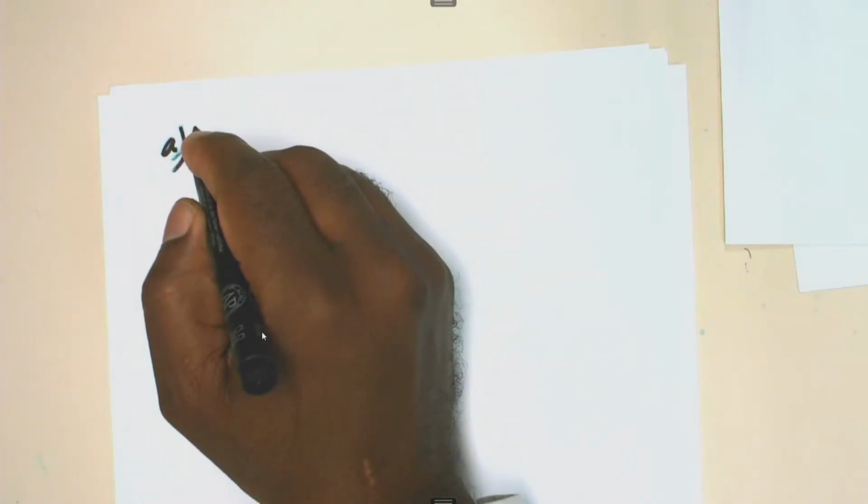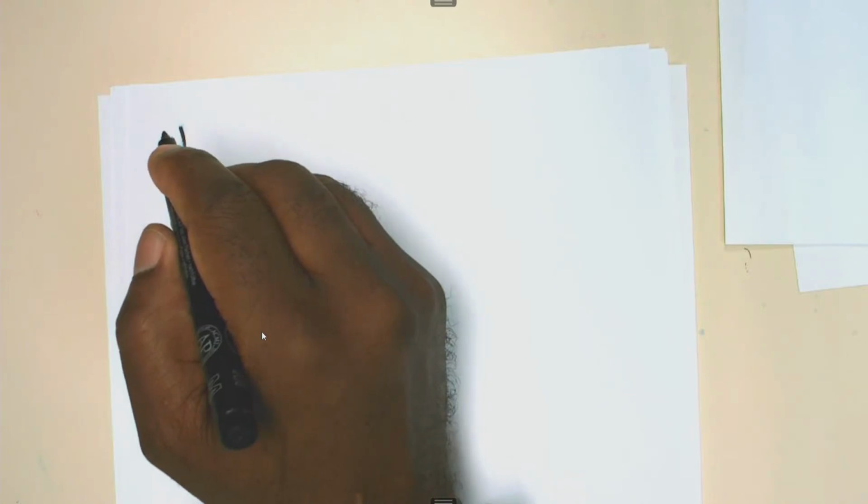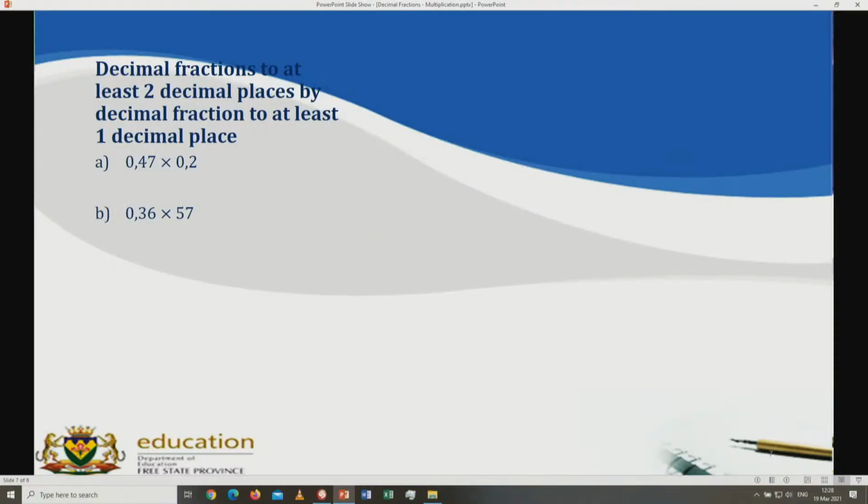It was how much? No, let me just go back quickly and then write it. Okay. A will be 0.47 multiplied by 0.2. And then B will be 0.36 multiplied by 0.57. Or 0.5? Maybe it must be 0.57. I will rectify it. 0.57. All right.